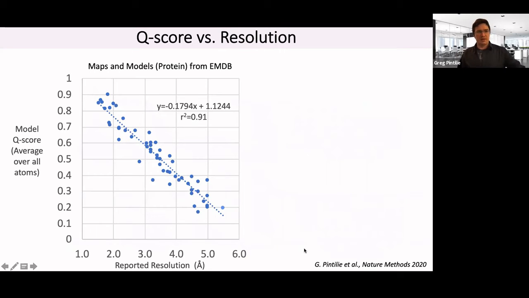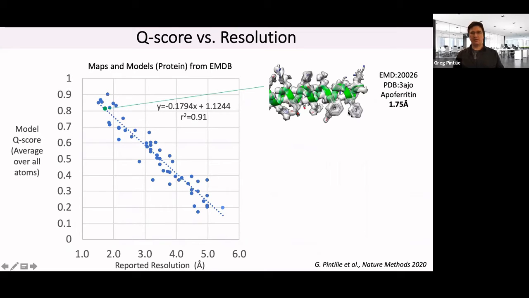So again, here is that trend. Here we have each dot corresponding to a map and a model in the EMDB, and basically what we can get from the Q-scores, let's say something like a map like this with high Q-scores, we can expect to see well-resolved side chains and well-resolved atoms in the side chains and backbone.